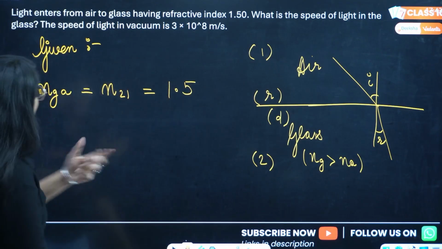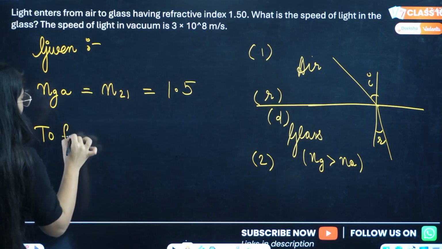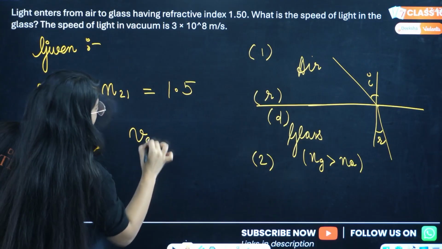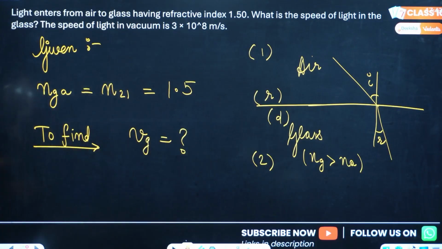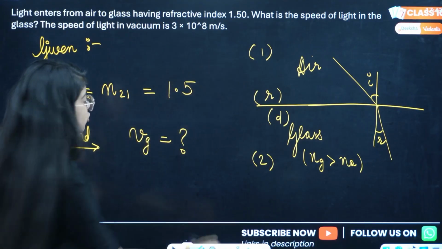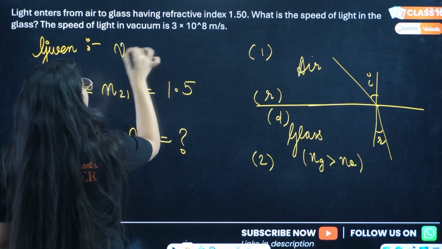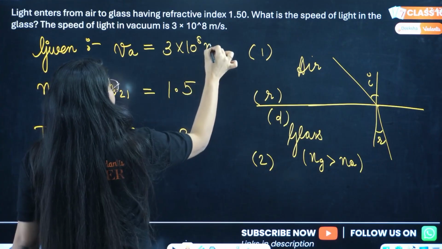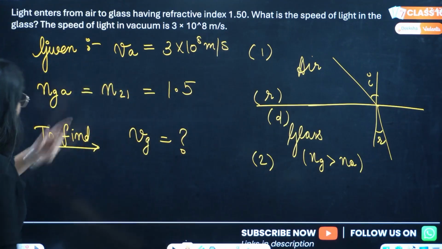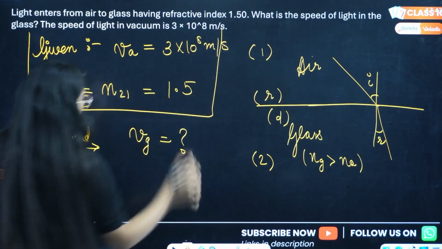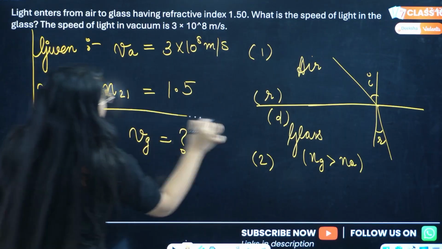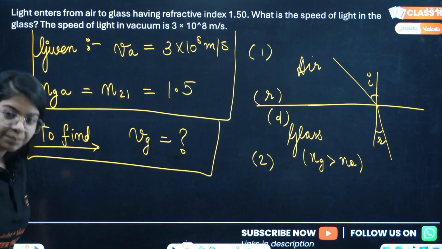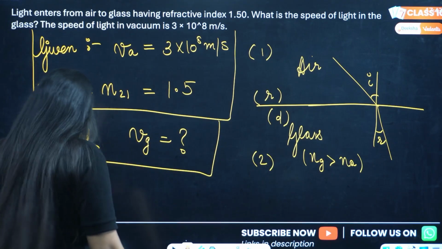Okay. What is the speed of light in the glass? We have to find the speed of light in glass. Correct? Understood? The speed of light in vacuum is also given. So, the speed of light in vacuum and speed of light in air is similar. Okay? So, this is 3 into 10 raised to power 8 meters per second. So, this is the given value and this we have to find. Let's move on to our solution.